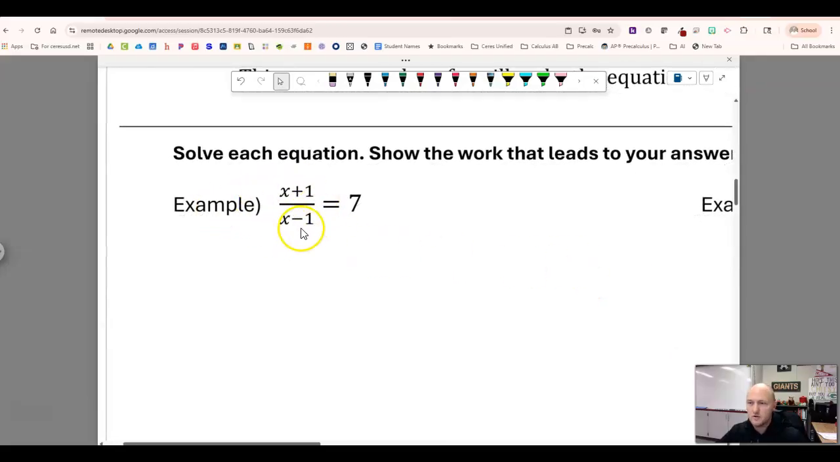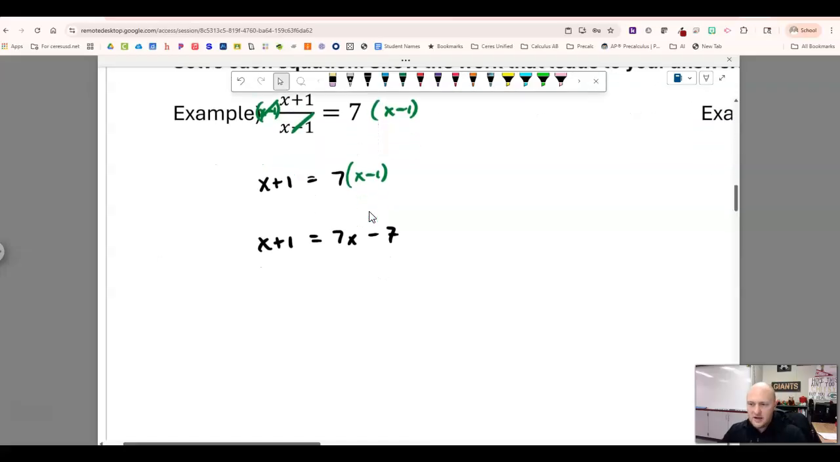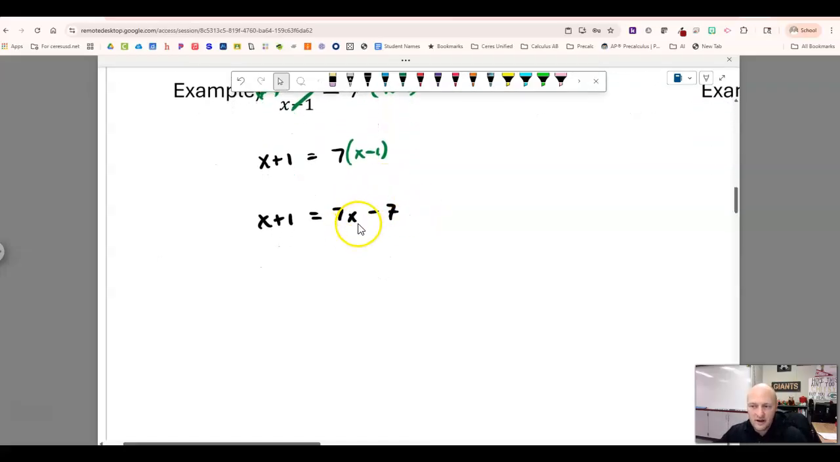Example 1, x plus 1 over x minus 1 is equal to 7. So again, I'm going to cross multiply here. I get x plus 1 is equal to 7 times x minus 1. I'm going to multiply both sides by x minus 1. This cancels here, this cancels here, and we can distribute. So I get x plus 1 is equal to 7x minus 7, and this is a linear equation. I have to move all of my variables over to one side. So I'm going to pick the right-hand side. I like the right-hand side.